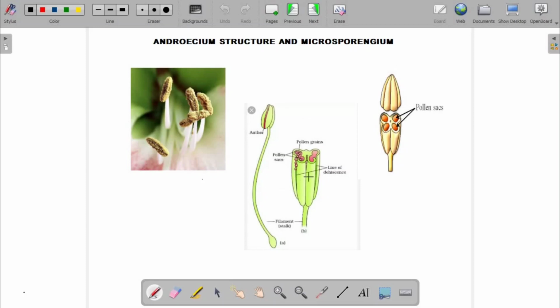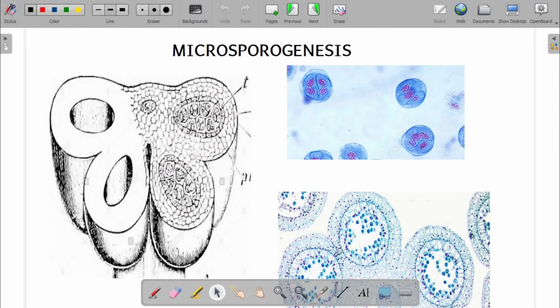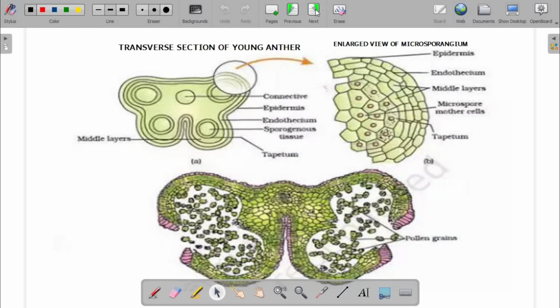So, let us have a look at how the pollen grains or the male gamete formation takes place. As I have already said, the process of formation of male gametes in the anther is known as microsporogenesis. Before going through it, let us have a detailed view of the transverse section of anther once again. The first picture depicts the transverse section of a young anther showing the four thecas, the bilobed structure of an anther, and the connective, which is the group of vascular bundles connecting both lobes of the anther together.